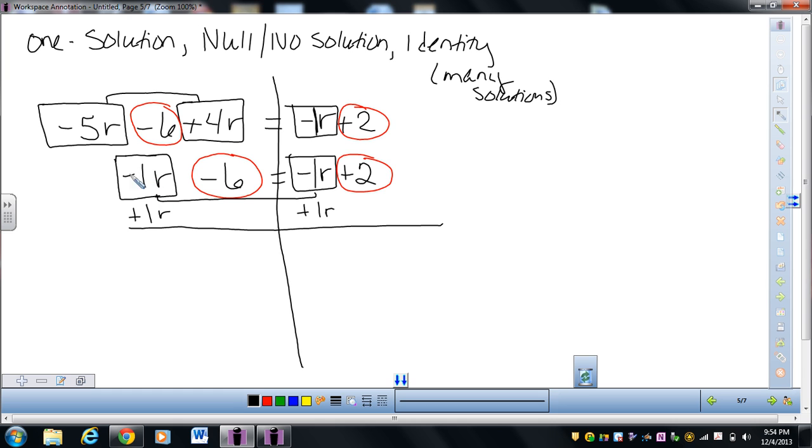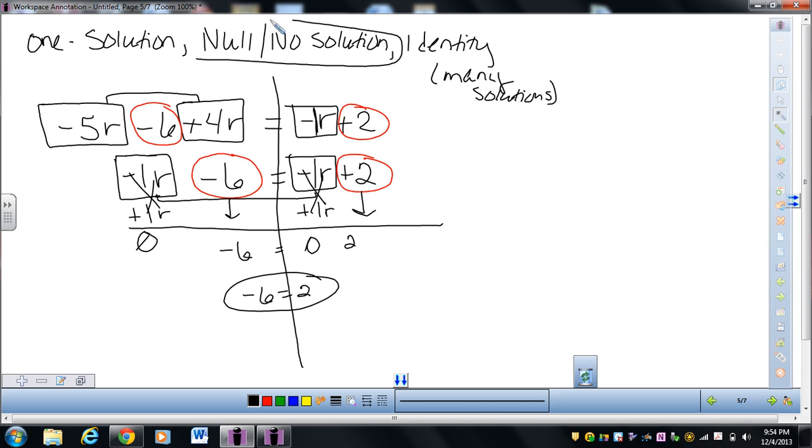Well, negative 1 plus 1 cancels out and gives me 0. I have that negative 6 that I haven't done anything with yet, so I'll bring that down. Negative 1 plus 1 cancels out, and that ends up being 0. And I've got that positive 2, so I bring that down. Well, I need the zeros. So I have negative 6 equals 2. Well, negative 6 is never going to equal 2. No matter what we do, negative 6 never equals 2. So our answer for this one is that this does not have a solution, so it's a null set or no solution problem.